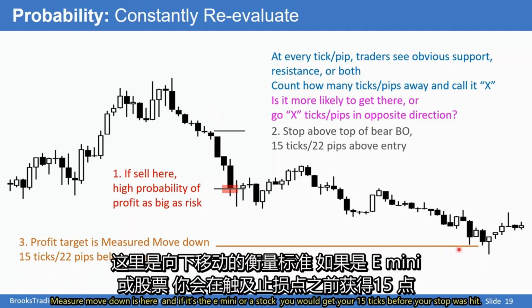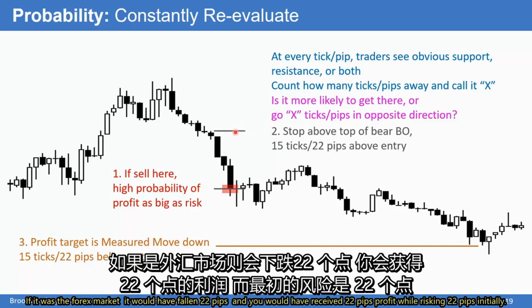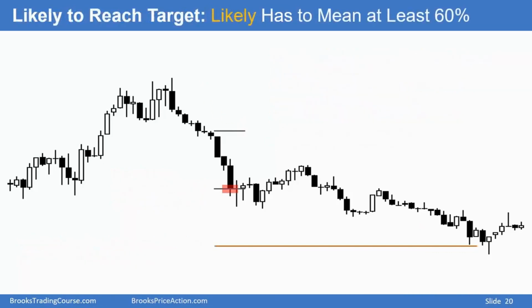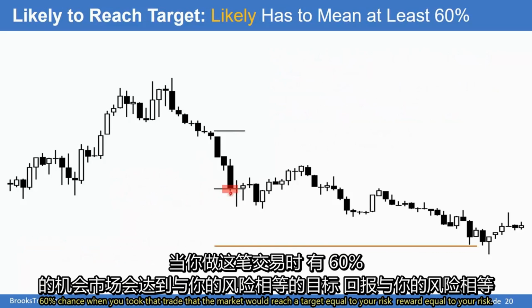Measured move down is here. And if it's the E-mini or a stock, you would get your 15 ticks before your stop was hit. If it was the Forex market, it would have fallen 22 pips and you would have received 22 pips profit while risking 22 pips initially. 60% chance when you took that trade that the market would reach a target equal to your risk, reward equal to your risk.